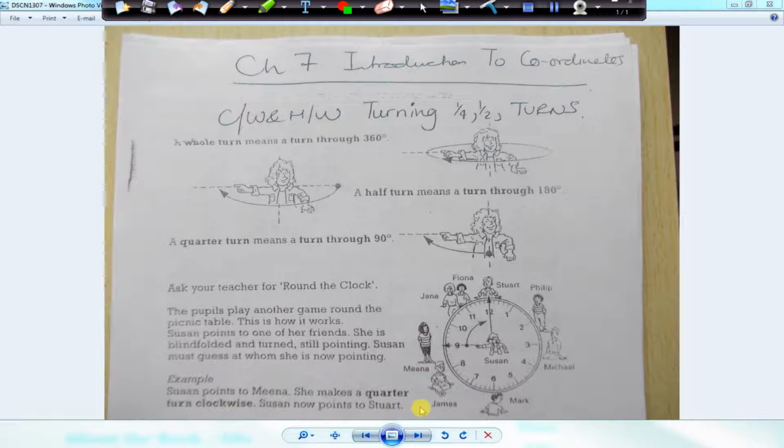Okay, so the example says, Susan points to Meena. So here's Susan, she's pointing to Meena. She makes a quarter turn clockwise. Quarter turn clockwise, Susan now faces Stewart. So she starts from here, she goes a quarter of the way around. So she finishes where? Stewart. Done. Lovely. Let's move on to the next example.